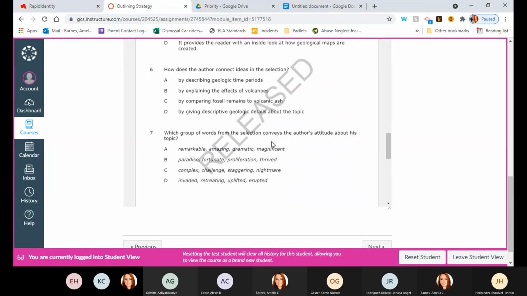6, how does the author connect ideas in the selection? A, by describing geologic time periods. B, by explaining the effects of volcanoes. C, by comparing fossil remains to volcanic ash. Or D, by giving descriptive geologic details about the topic. Which of these is the right answer?